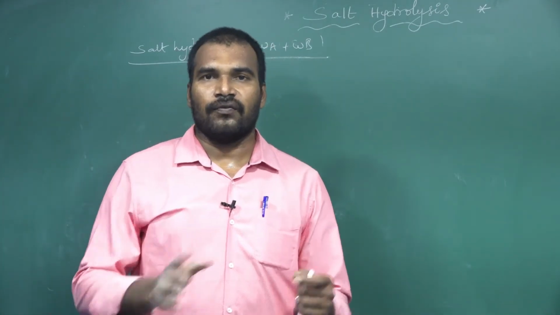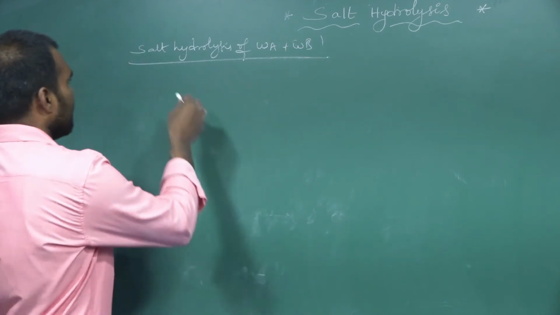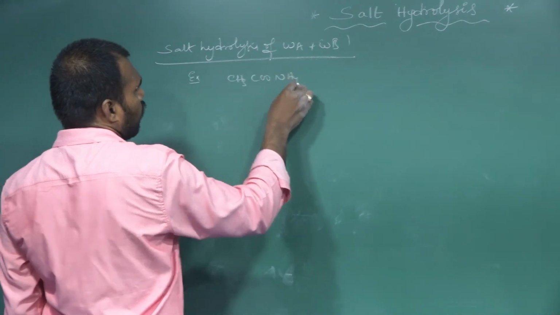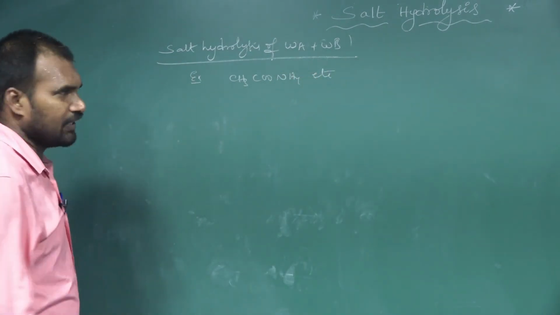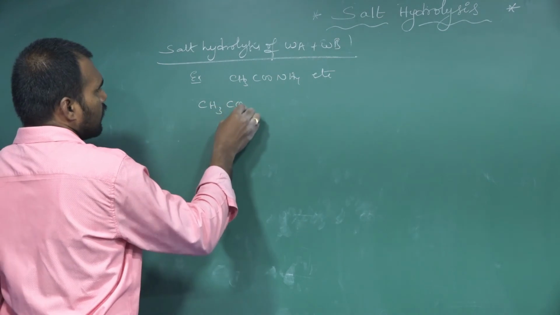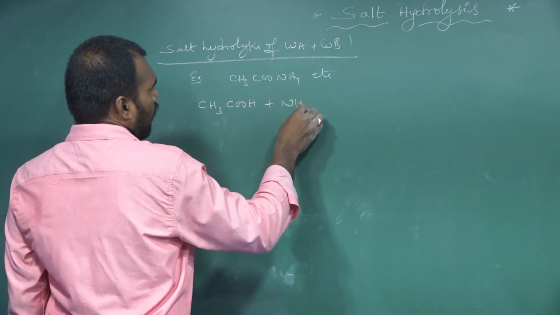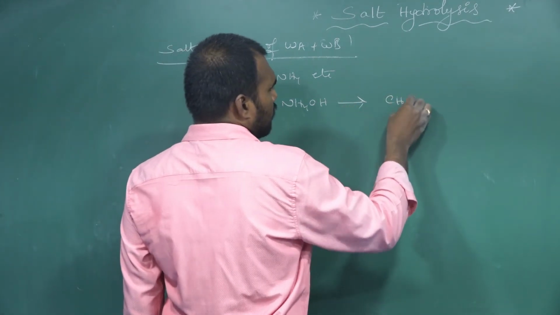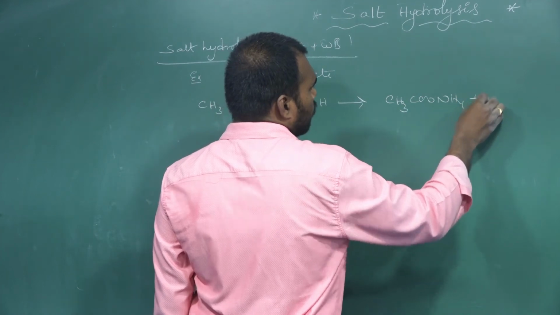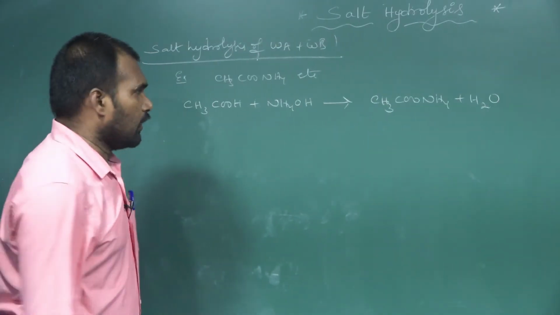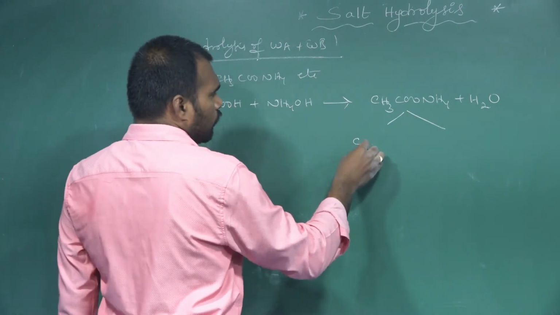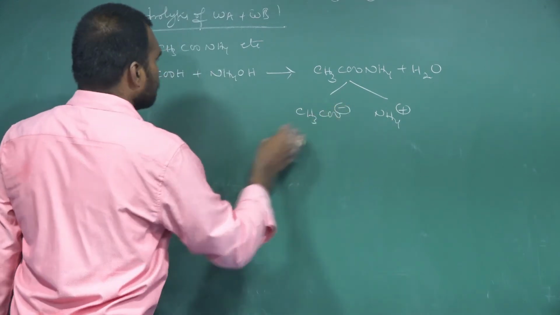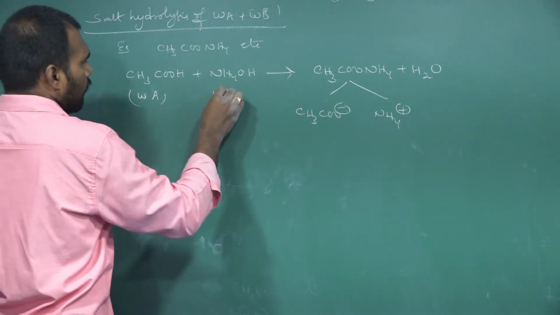Salt hydrolysis of weak acid and weak base. If you see the examples of weak acid and weak base, CH3COONH4 is the best example, ammonium acetate. How will the ammonium acetate form? CH3COOH plus ammonium hydroxide, both will react, and they produce CH3COONH4 and H2O, and this will dissociate into CH3COO minus and NH4 plus ions. So this is a weak acid and this is a weak base.